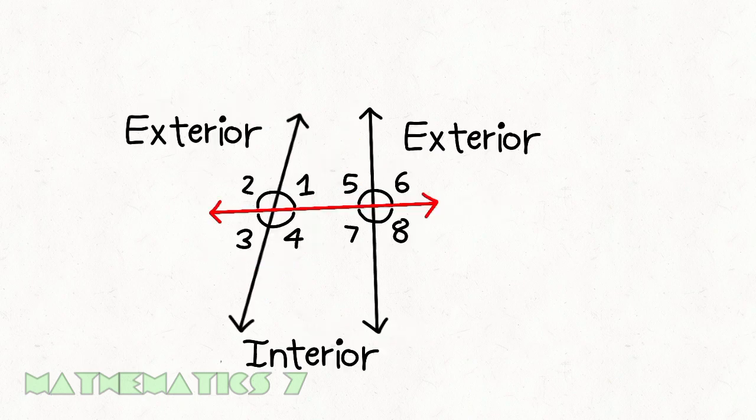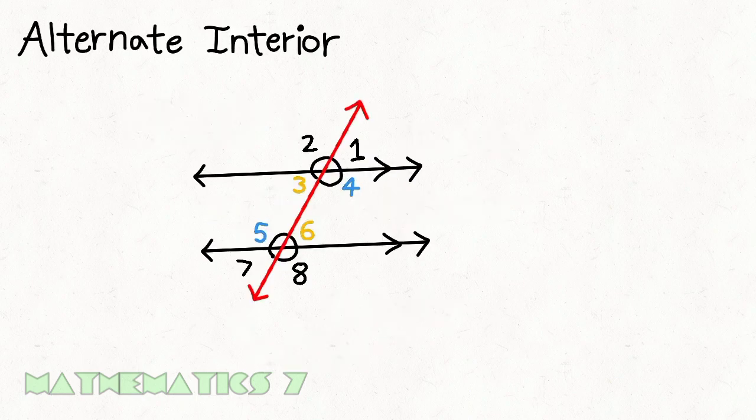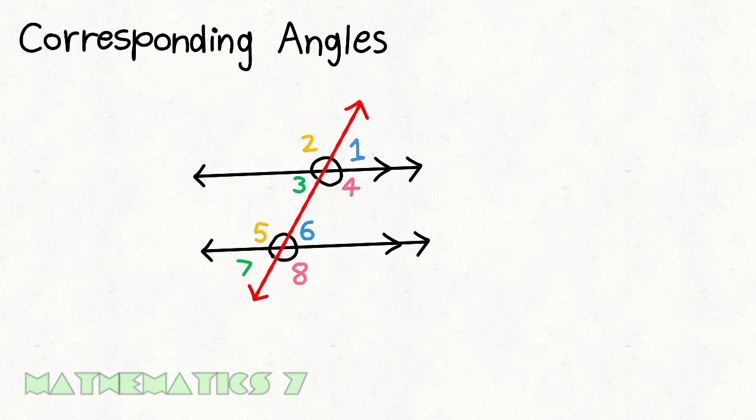Transversal is a line which intersects two coplanar lines at two different points. Alternate interior, a pair of non-adjacent interior angles on opposite sides of the transversal. Alternate exterior, a pair of non-adjacent exterior angles on opposite sides of the transversal. Corresponding angles, a pair of non-adjacent interior and exterior angles on the same side of the transversal.